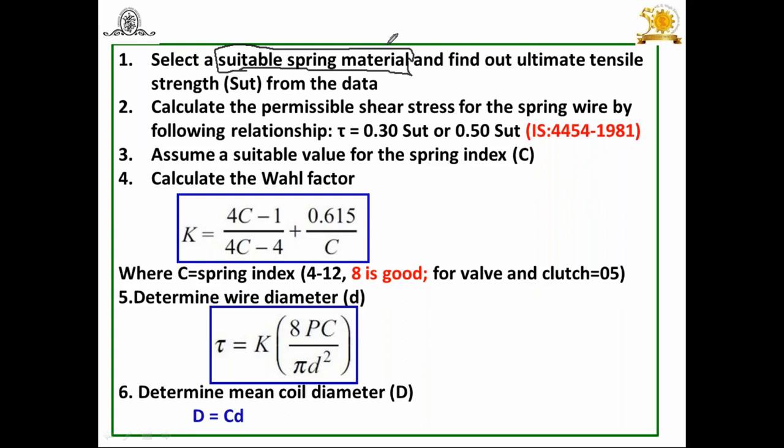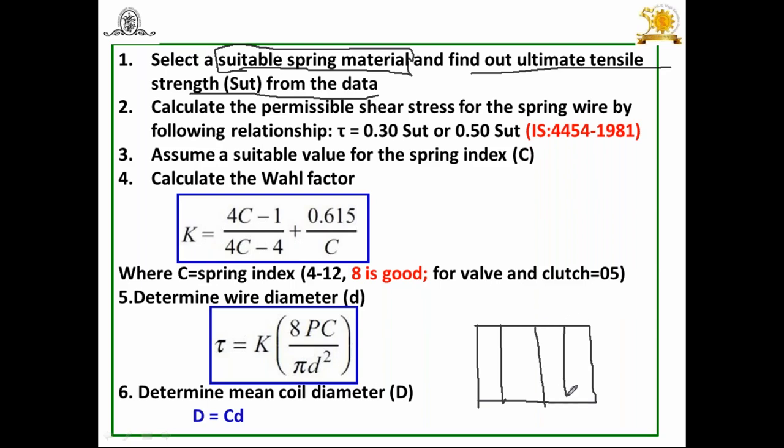Try to understand. Then once you have selected the spring material, next step is find out the ultimate tensile strength from data book. Now why data book? It's very important. Now here, again, I am going to draw here, in data book related to the spring, you will find the wire diameter is given here, small d, and here tensile strength is given in Newton per mm square. As the wire diameter increases, this tensile strength is going to decrease, but there is no linear relation. Try to understand, this wire diameter and this tensile strength does not have proper relation.